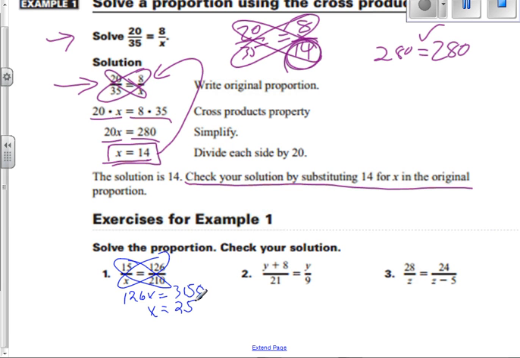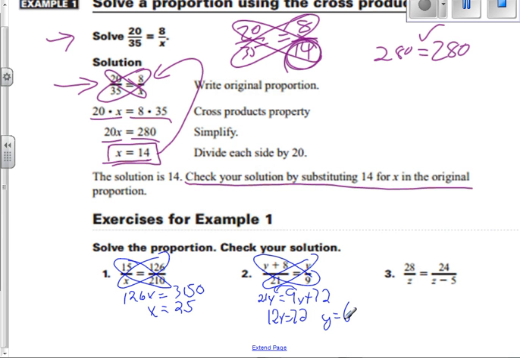All right. If I look at number 2, again, cross product, we have 21y is equal to, the cross product here would be 9y plus 72. Let's bring the y over here. So that gives me 12y is equal to 72. And then if I divide both sides by 12, I have y is equal to 6.